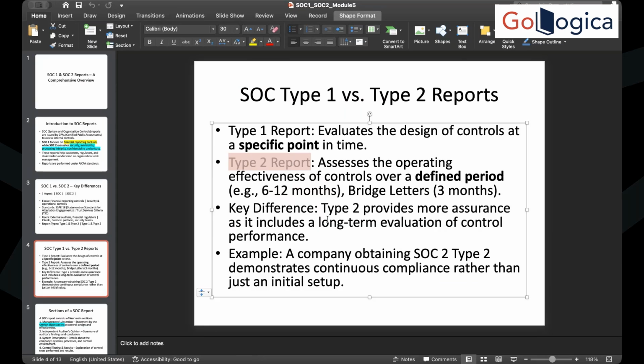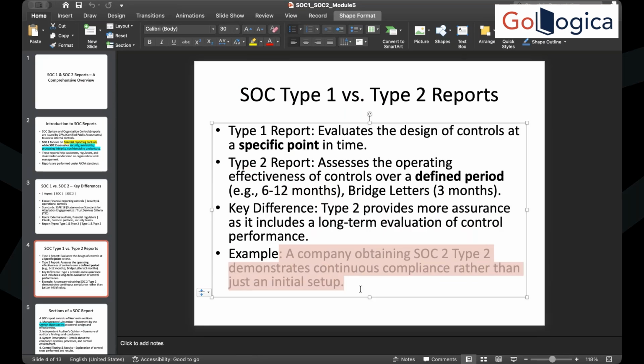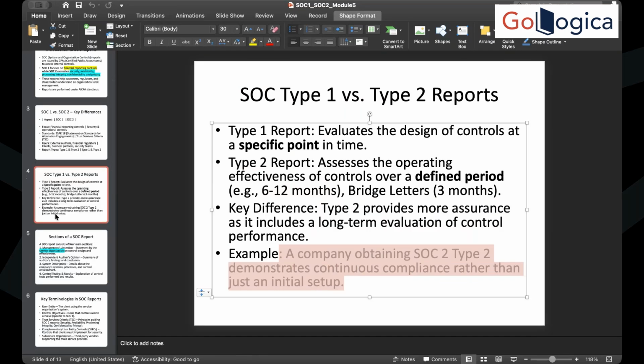Okay. Key difference. Type 2 provides more assurance as it includes a long-term evaluation of control performance. Make sense? Okay, example. A company obtaining a SOC 2 Type 2 demonstrates continuous compliance rather than just an initial setup. So an initial setup would be the type 1. Okay. Any questions? Any other questions?